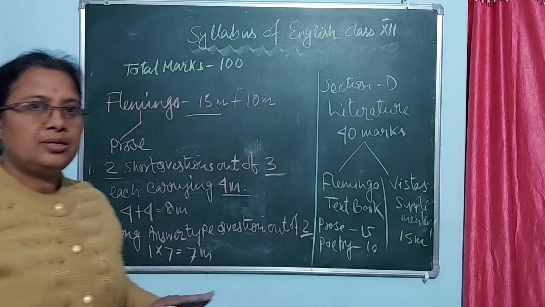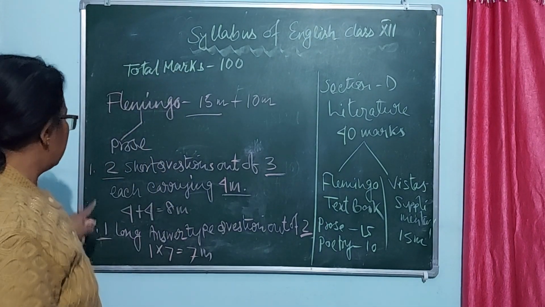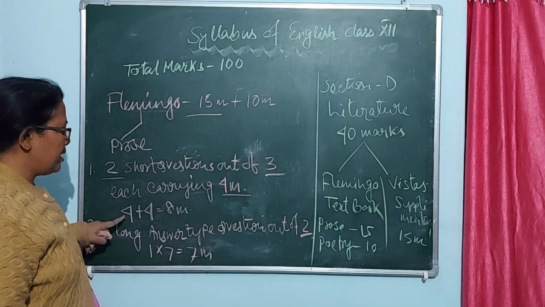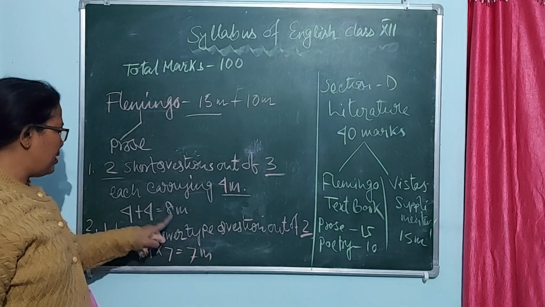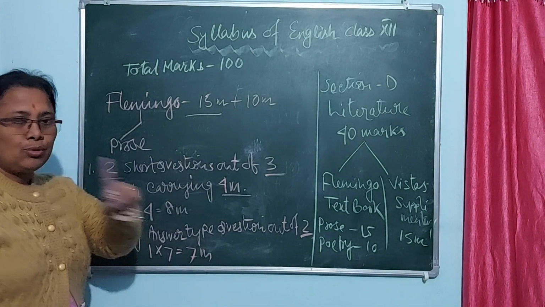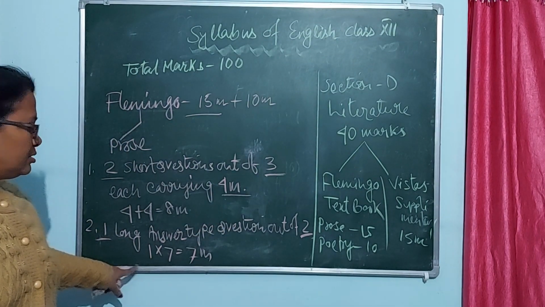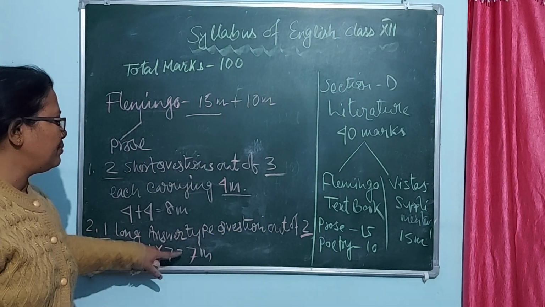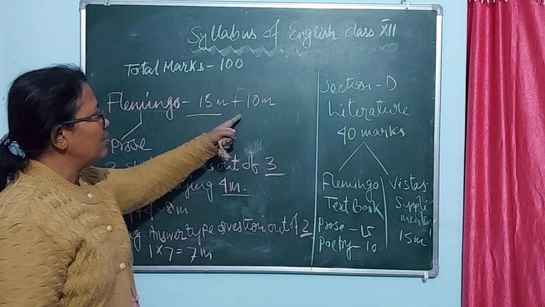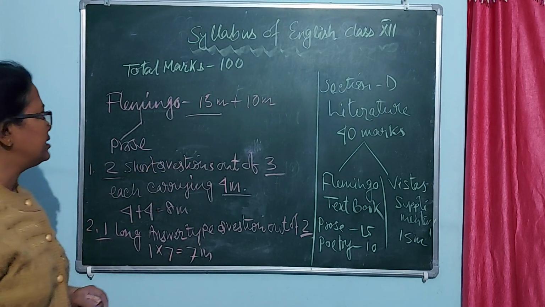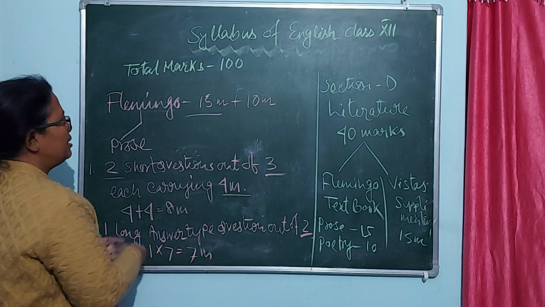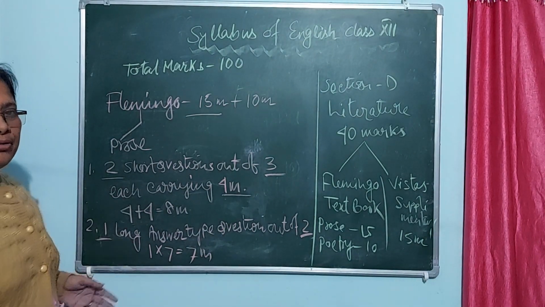I hope you understand it. So 2 short questions carrying 4 marks each, 8 marks. 2 long questions will be given in your question paper, and you have to attempt only 1. So 7 plus 8, 15 marks. Now comes 10 marks. How to divide this 10 marks? 10 marks will be in poetry. So write it down first.